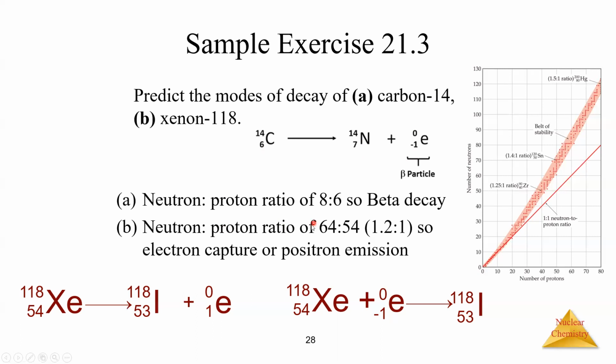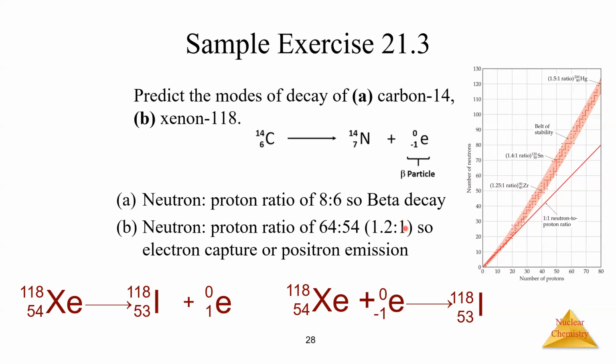And then with the second one, we've got a ratio of 64 to 54. So this is going to be 1.2 neutrons to every proton. So if we look at our graph, 54, we can see tin itself has a ratio of 1.4 to 1. We're even further to the right, so we should see that ratio increase slightly as we go from tin to mercury, so 1.4 to 1.5. So if we're at 54 now, we'd expect it to be a little bit above 1.4. But since it's at 1.2 to 1, that means we have too many protons.